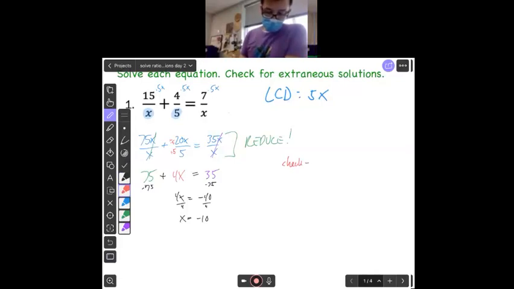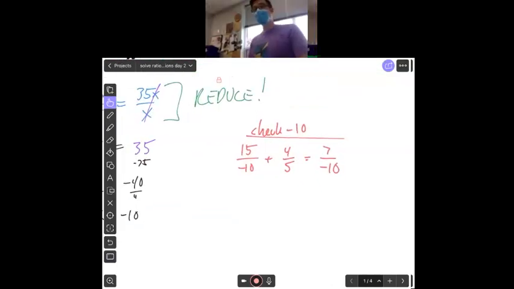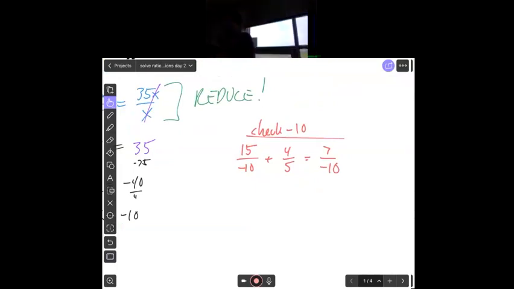So checking negative 10, 15 over negative 10 plus 4 over 5 equals 7 over negative 10. So I might be tempted to reduce here, right? 15 and negative 10 have something in common. I can take the 5 out of both of those. That's actually going to cause me a problem, right? Because 15, if I take the 5 out of that, I'm going to end up with a denominator of 2.